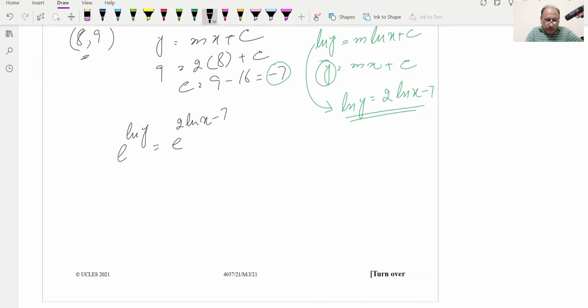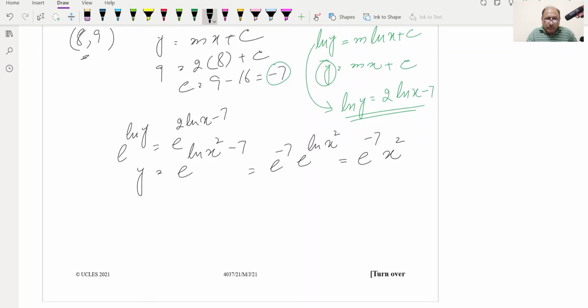Now y value we can be, why we have taken this e on both sides to get rid of this log, so this will be cancelled and we will get y is equal to e, and 2 we can write as power, so log of x squared and -7, and this will be equal to what we can write separately, e raised to the power -7 and e raised to the power log x squared, now this and this will also be cancelled and this will be equal to e raised to -7 x squared.